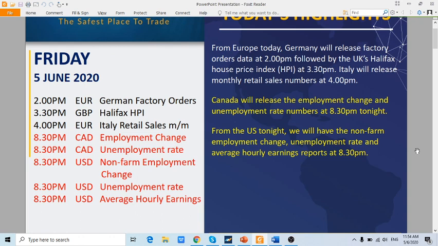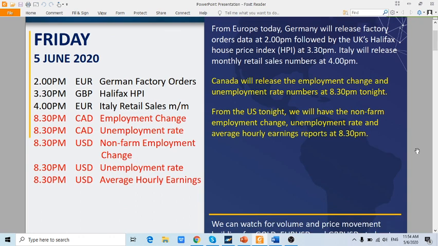Besides the US data, of course, if you are trading the Canadian dollar, at 8:30 p.m. Canada will be releasing the employment change data and also the unemployment rate. Of course, most people will be focusing on the US based economic data, which will be the non-farm employment change. Some people call it the non-farm payrolls. They'll also be releasing unemployment rate numbers and also average hourly earnings.